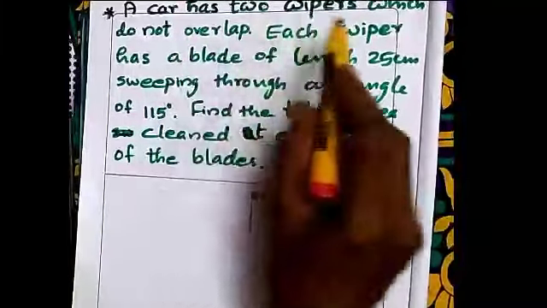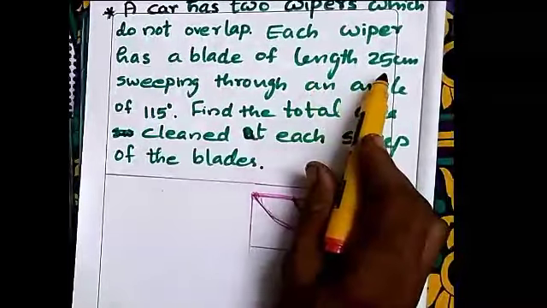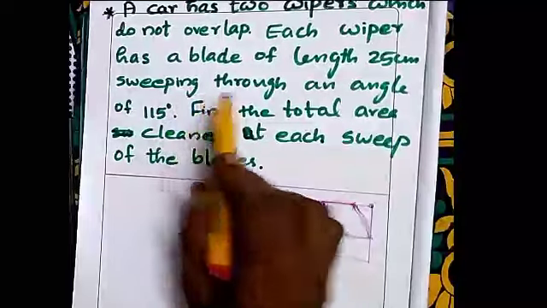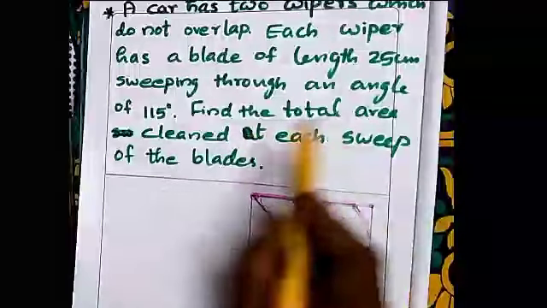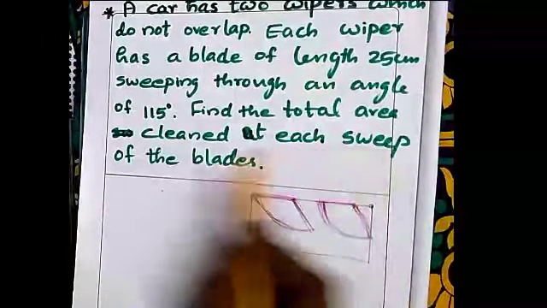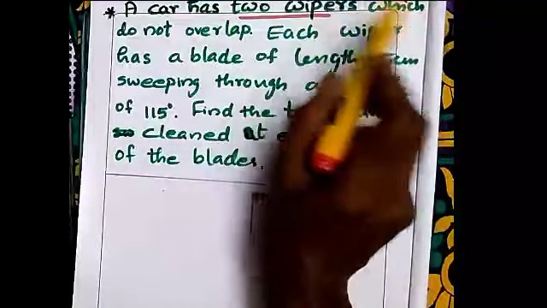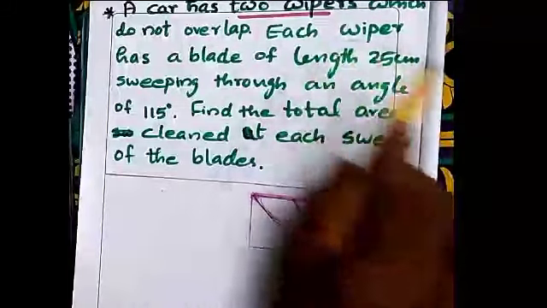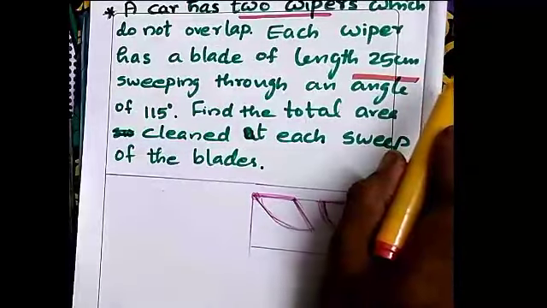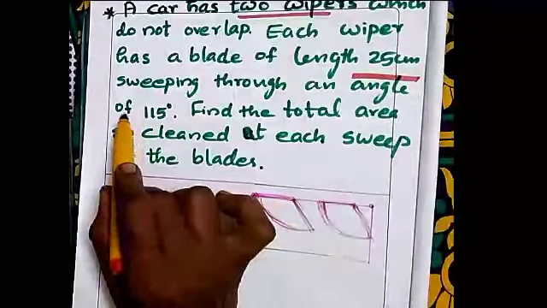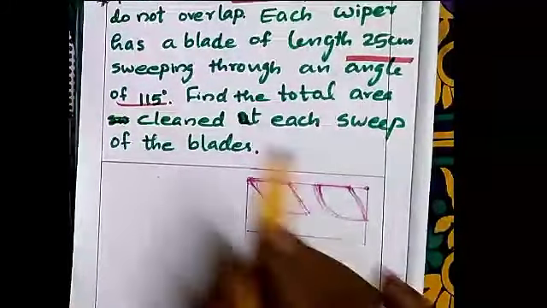A car has 2 wipers which do not overlap. Each wiper has a blade of length 25 centimeters wiping through an angle of 115 degrees. Find the total area cleaned at each sweep of the blades. So how many wipers are there? 2 wipers, and they do not overlap. The blade has a length of 25 centimeters and the angle is given as 115 degrees. Now we need to find the total area cleaned by the 2 blades.